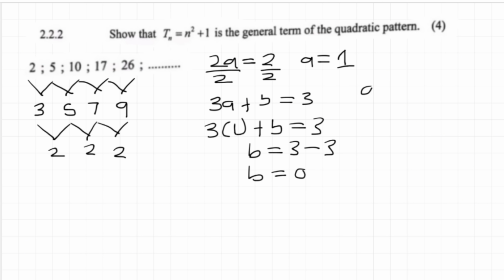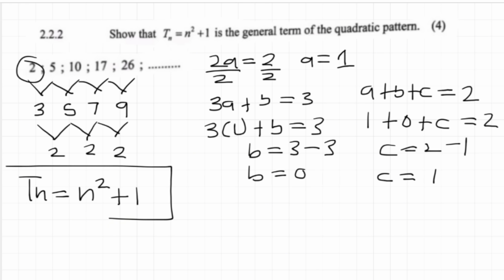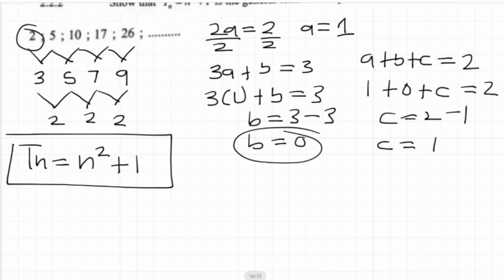And then for c, we say a plus b plus c is going to be equal to this number, which is 2. a is 1, plus b is 0, plus c is what we're looking for, which is 2. And then c is going to be equal to 2 minus 1. And c is going to be equal to 1. So Tn is going to be equal to n squared plus 1. Actually, we're just proving this, because b is equal to 0, just like that. Let's move on to the next question.